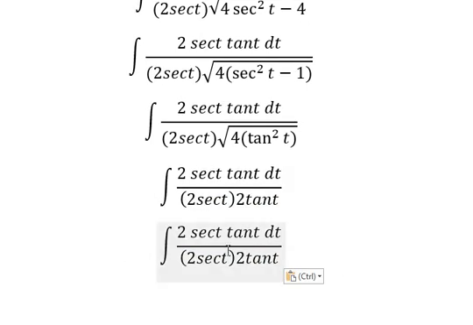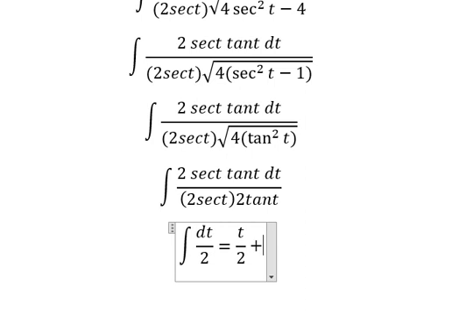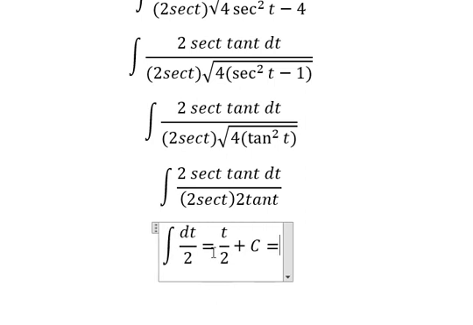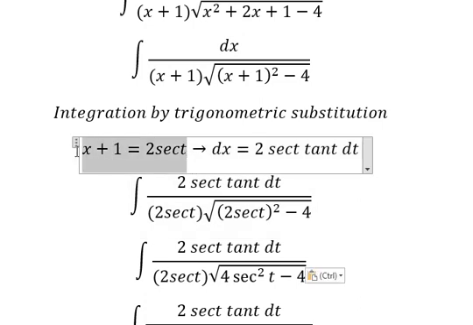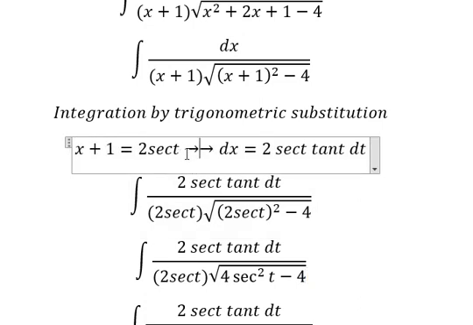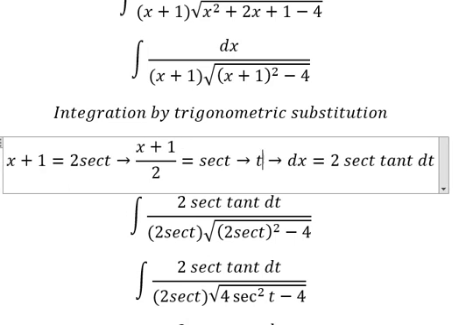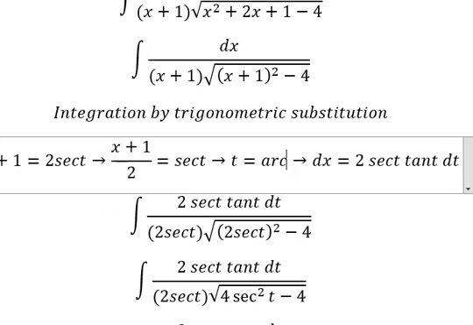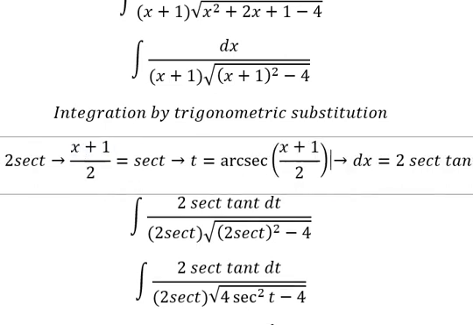And now we need to simplify, and we have dt over 2. The integration of dt, we have t over 2, and I will put c. About t, that is about this one, so we divide both sides by 2. And now we have t equal to arcsecant of this one. So I will put this one to change for t.